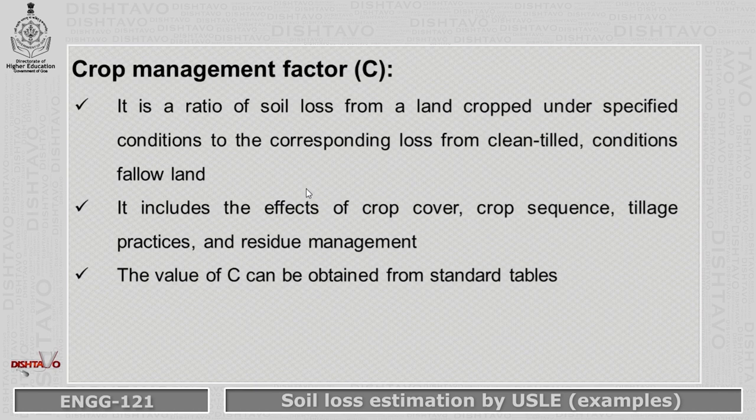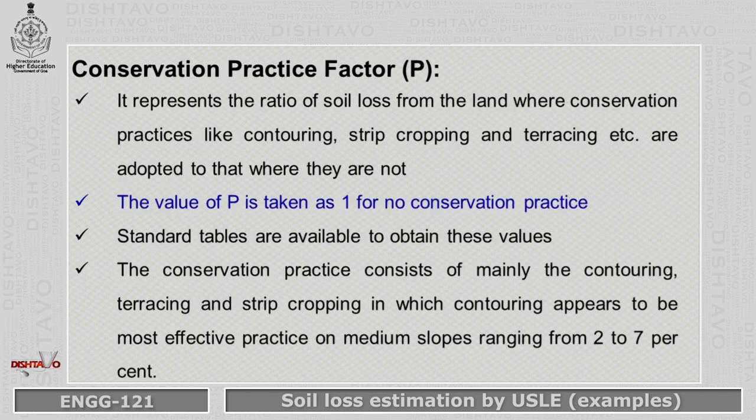Next is the crop management factor. It is given by capital C. It is the ratio of soil loss from a land cropped under specified conditions to the corresponding loss from clean tilled fallow land. It includes the effect of crop cover, crop sequence, tillage practices, and residue management. The value of this factor can be obtained from standard tables.